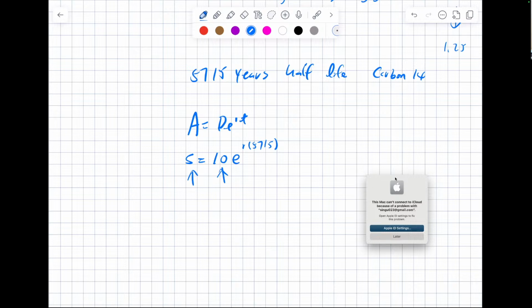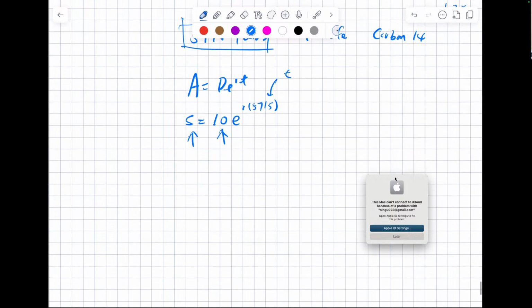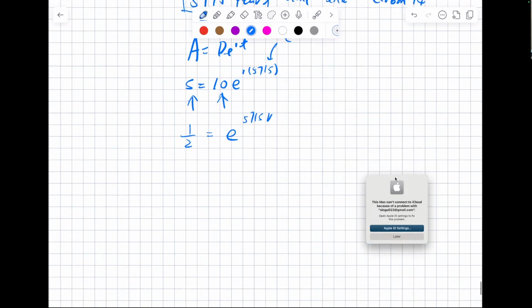So it's like this. Because this is t, right? t takes 5,715 years to become half. Is this okay? Now you can divide both sides. See, both sides end up being half, e to the 5,715 r. But we don't know what r is. r is the rate of decrease. So what is r in this case, that we can actually analyze by using a calculator to figure it out? So what I mean is, you're going to take the natural log of both sides.